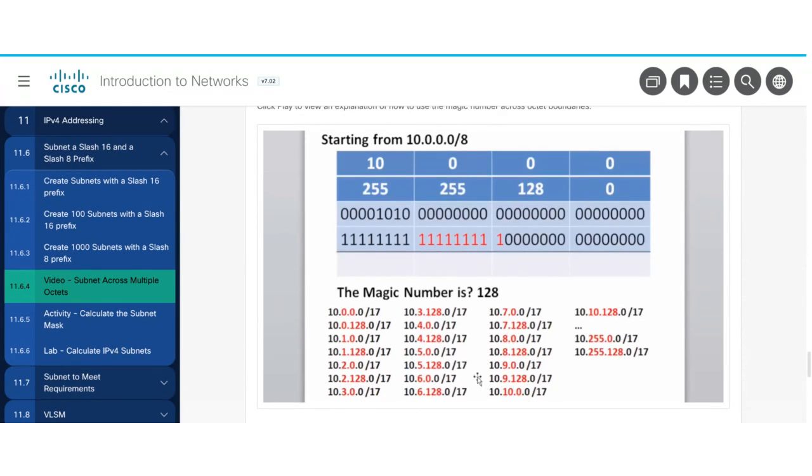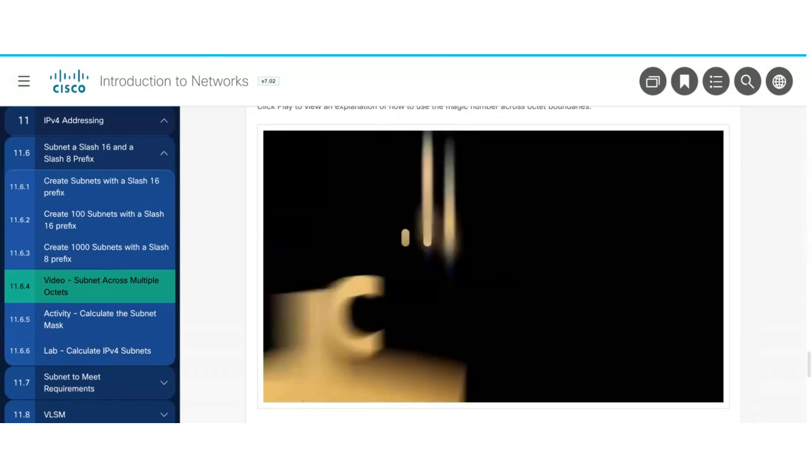If I was to list out every possible subnet, we'd go all the way up to 10.255.0.0, and the next subnet would be 10.255.128.0/17, our last subnet, for a total of 512 subnets. In a situation like this, there are many more subnets and many more hosts per subnet, but the rule of the magic number still applies.